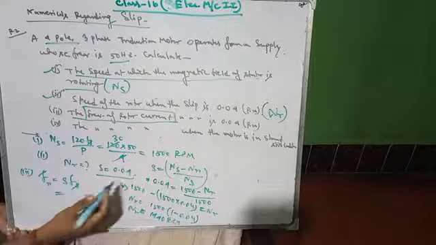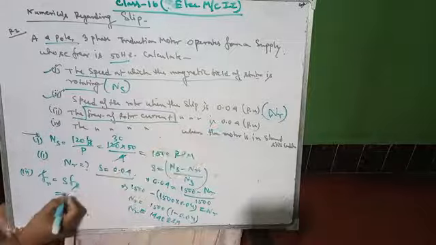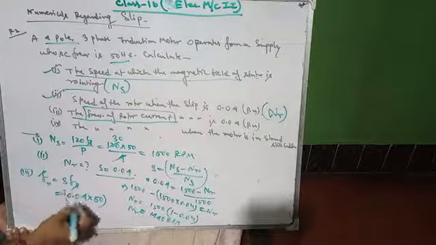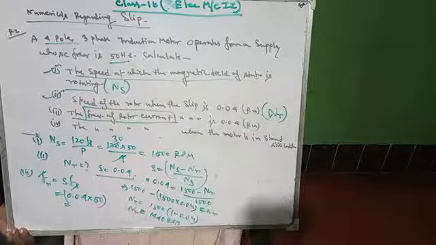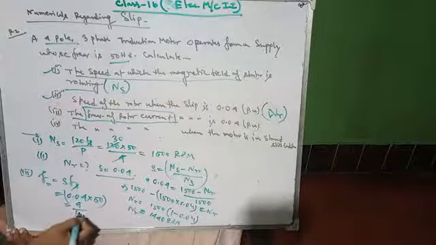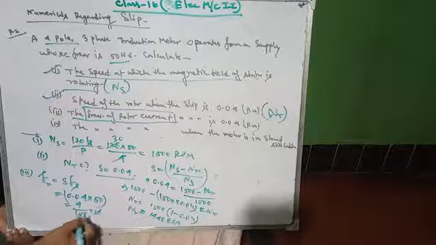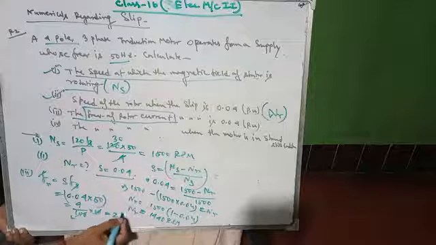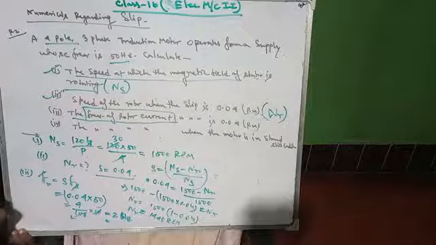What is the value of slip? That is 0.04, it is given, and Fs equals 50. Just multiply 0.04 into 50. So that will be equal to how much? It will be 4 by 100 into 50. So that means 2. That equals 2 Hz, right? Fr equals 2 Hz.